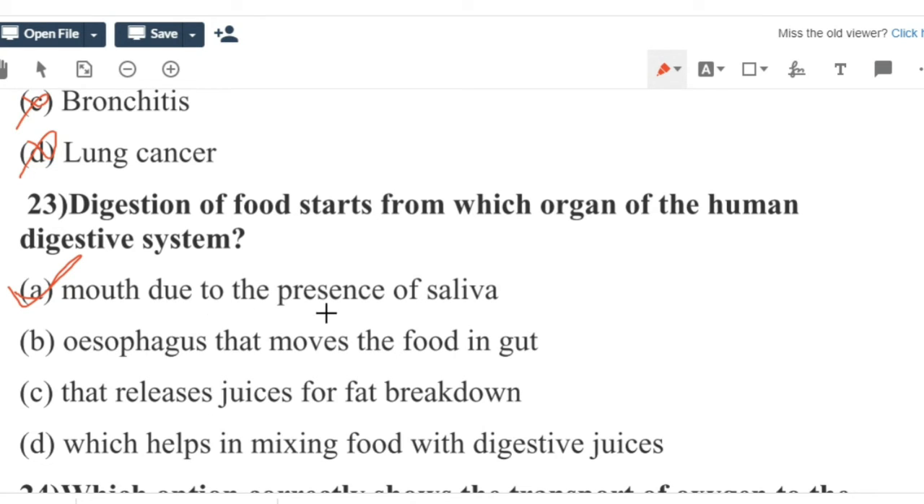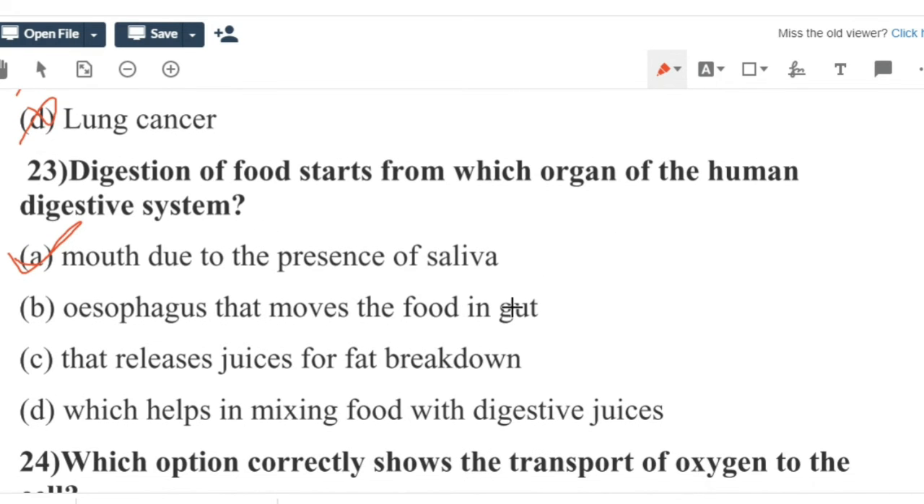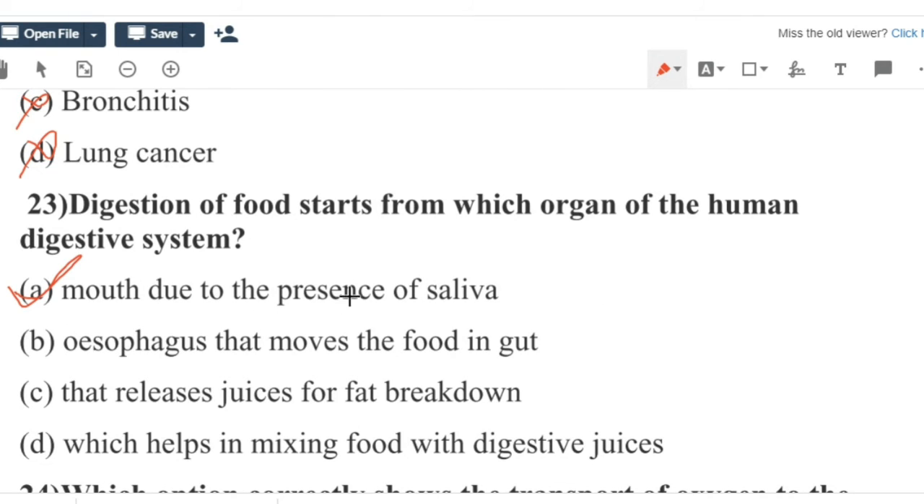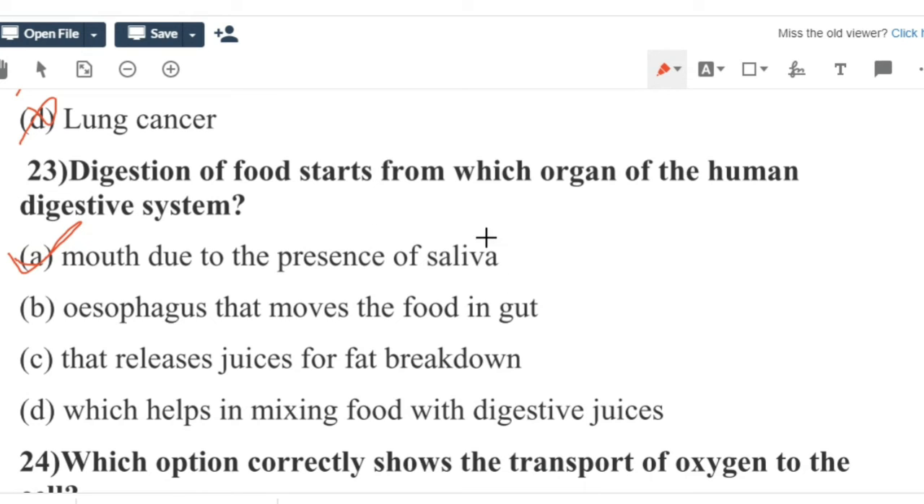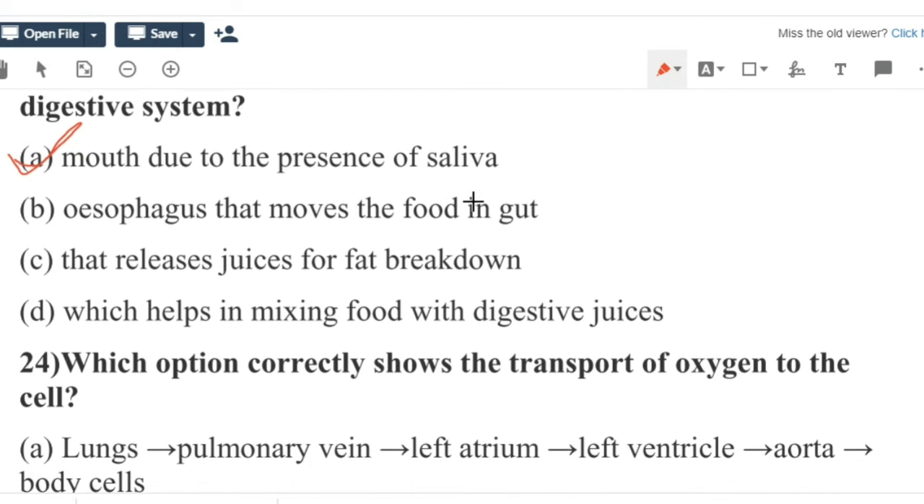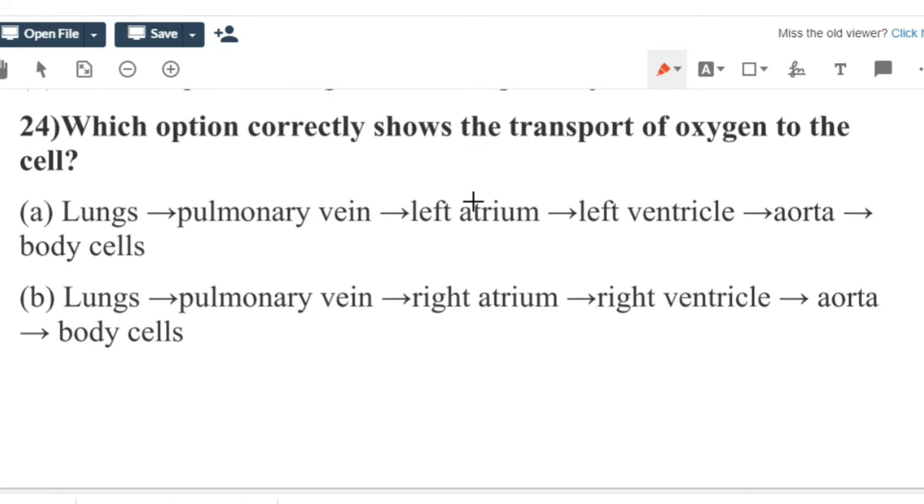Digestion of food starts from which organ of the human digestive system? So digestion of food starts from the mouth. As I told you earlier, the mechanical digestion begins from the mouth. The other word for this mechanical digestion is mastication. In the mouth, due to the presence of saliva, salivary amylase helps in the breakdown of starch and the digestion of food begins there. So the answer is mouth due to the presence of saliva.